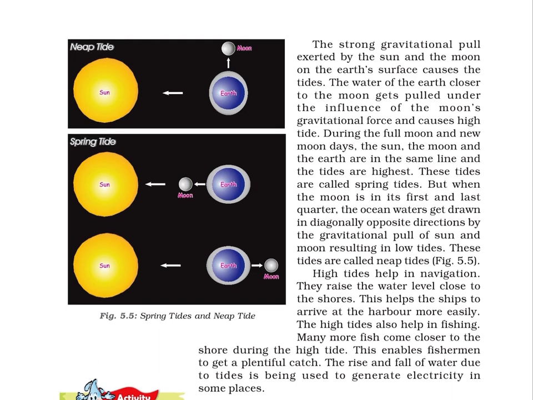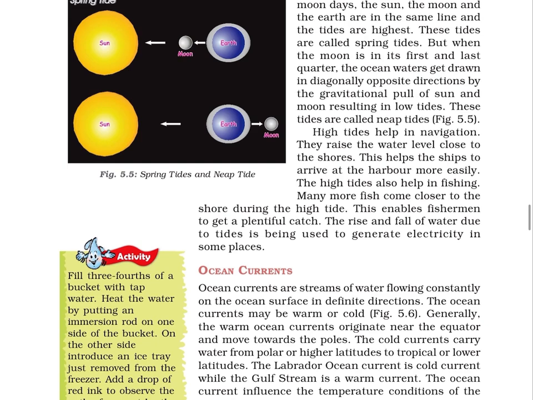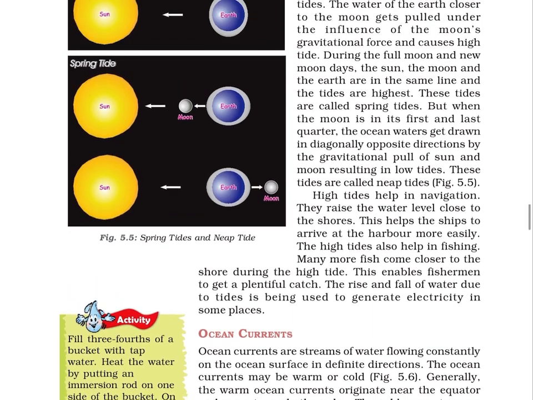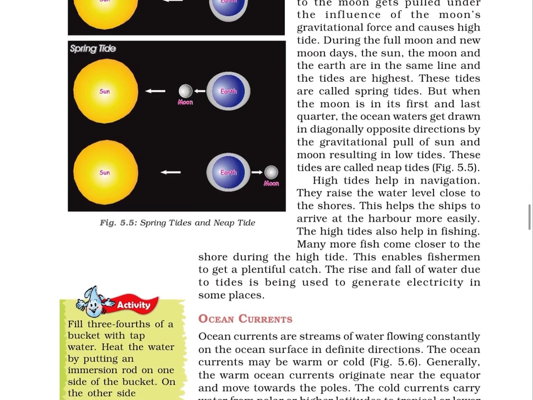High tides help in navigation. They raise the water level close to the shores. This helps the ships to arrive at the harbor more easily. The high tides also help in fishing. Many more fish come closer to the shore during the high tide. This enables fishermen to get a plentiful catch. The rise and fall of water due to tides is being used to generate electricity in some places.